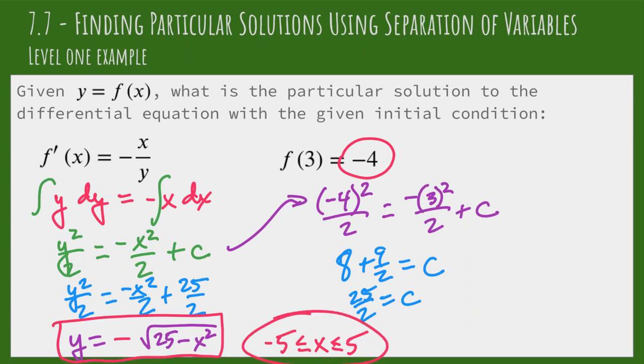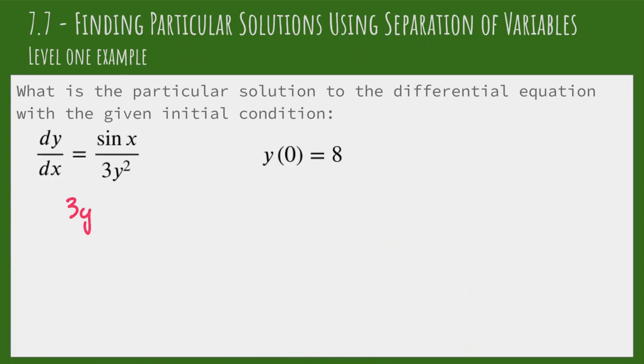We can include this if we want, but that's implicit in the equation itself because the radicand has to be positive or 0. But we do need to restrict it to just negative y values. That's the only place where this initial condition gives us a valid solution.